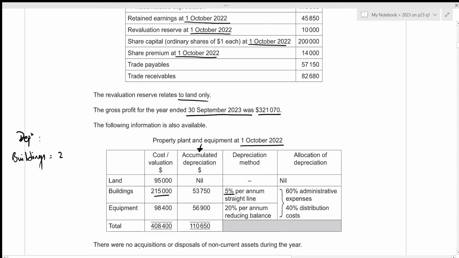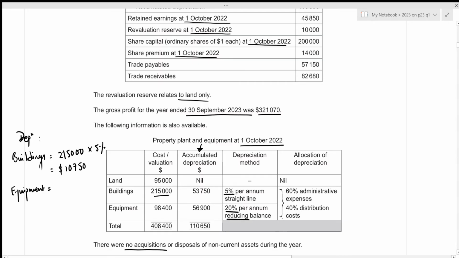And we are also told that there were no acquisitions or disposals of non-current assets during the year. So we do not have to worry about adjusting any new purchases or any sort of disposals during the year. So we have the cost of 215,000 times 5%. This will give the depreciation charge for the year to be 10,750. Now we repeat the same process for equipment. And it's going to be 20% per annum reducing balance.